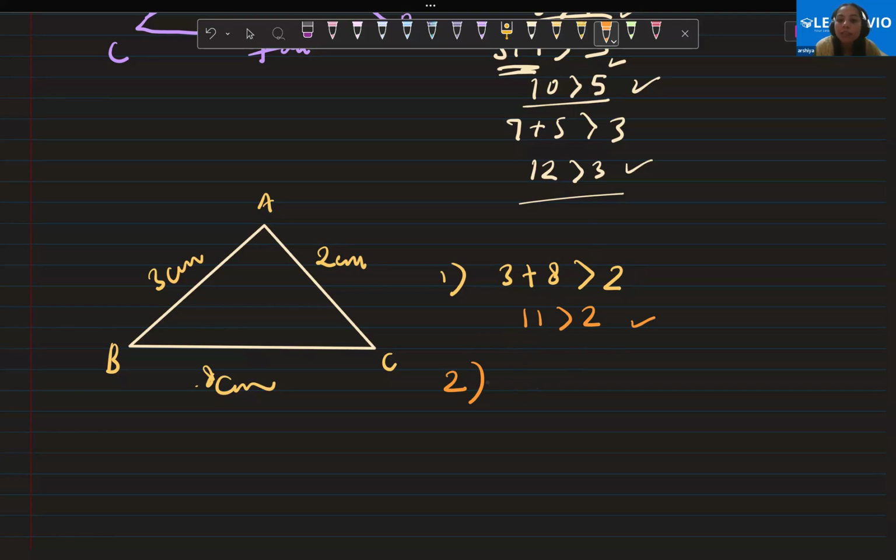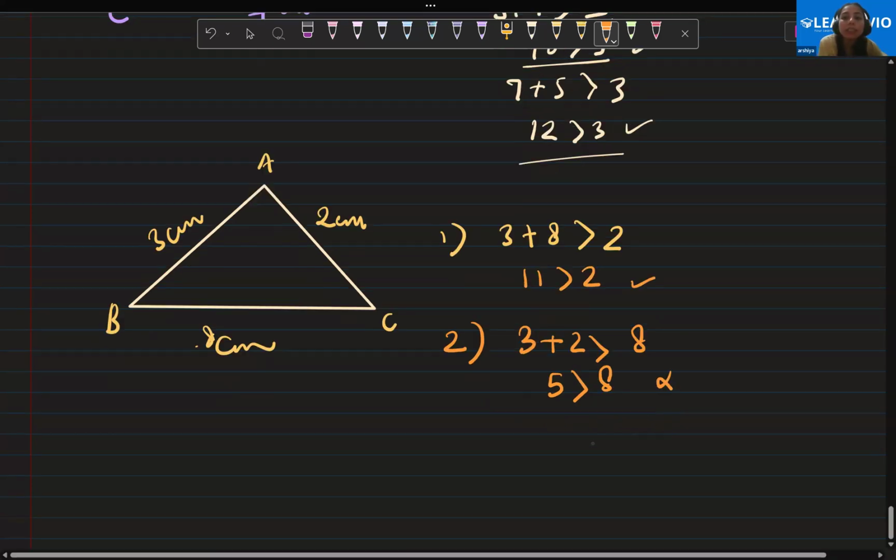What are the next two sides that I should add and check? Ma'am, 3 and 2. 3 plus 2. Okay. 3 plus 2 should be greater than 8, right? 3 plus 2 is how much? 5. And is 5 greater than 8? No. So that means this cannot be a triangle, right? Because all three should be equal.